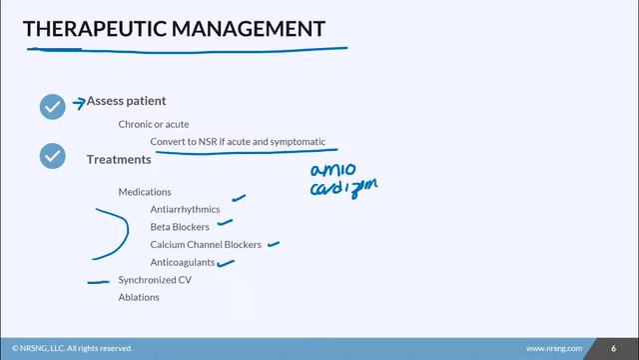If that doesn't work, they will have a synchronized cardioversion, and that is where the defibrillator syncs with the R waves, so it delivers the shock after repolarization to prevent VFib. And if that doesn't work, patients will have an ablation. And that is where they come into the EP lab.